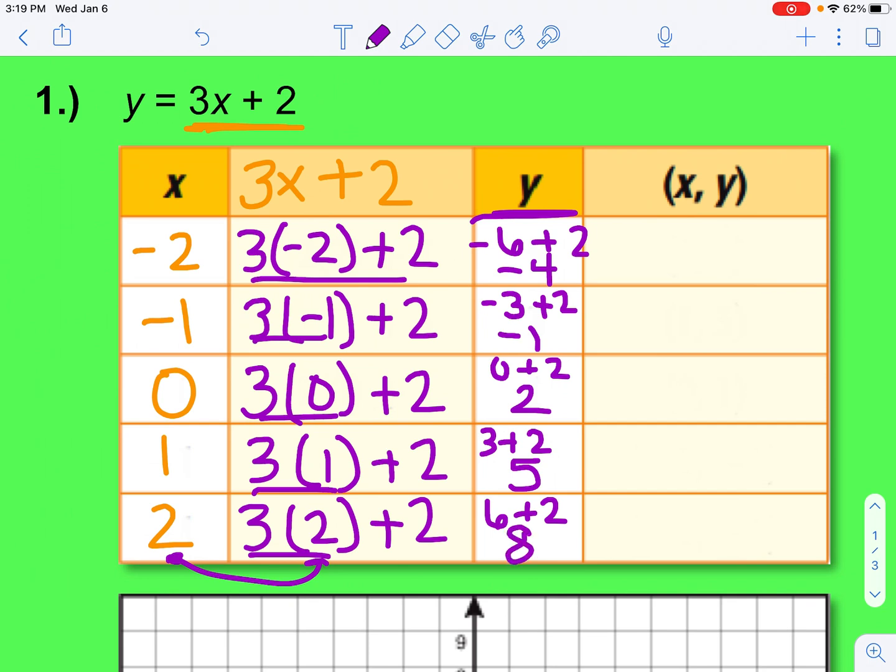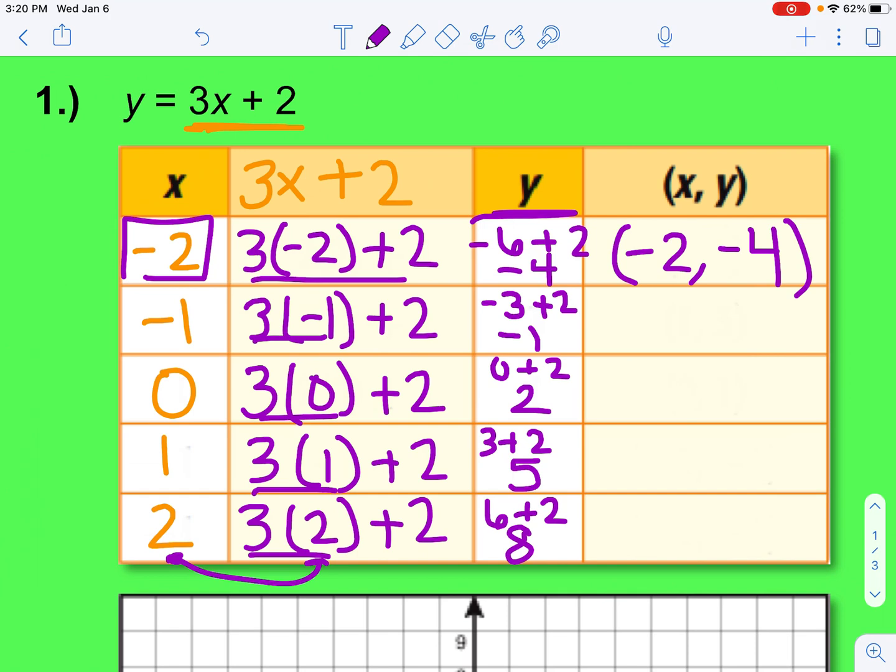Alright, so now we have our x's and our y's. Now let's write it as a coordinate. So this part, again, isn't too bad because we're just copying what we already have in our table. Alright, so our x value for our top one was negative 2. And our y value that we got was negative 4.